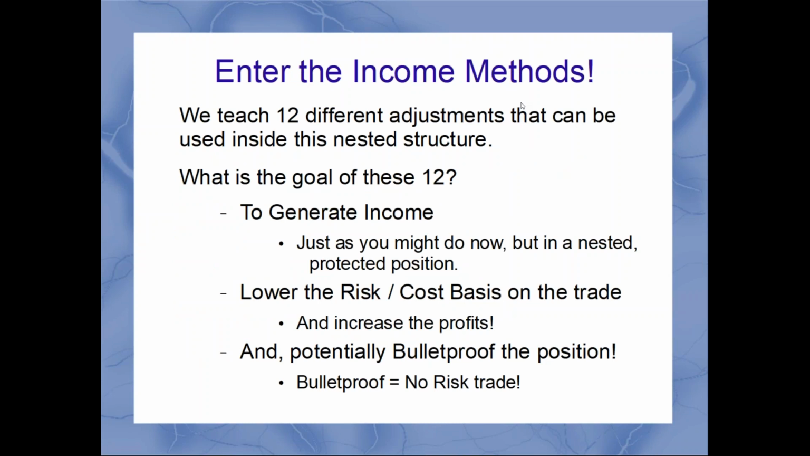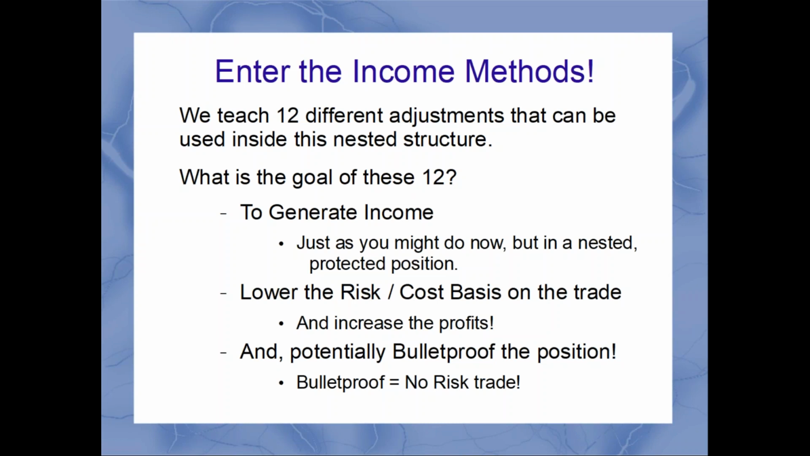In radioactive trading, we teach 12 different adjustments that can be used inside of the structure. What is the goal of the 12 different income methods? Well, there's several different goals that we have for those income methods. One, of course, is to simply generate income, just as you're probably doing now with other trades and other structures in your portfolio, but we're doing it still in a nested, protected position where we can't get hurt.